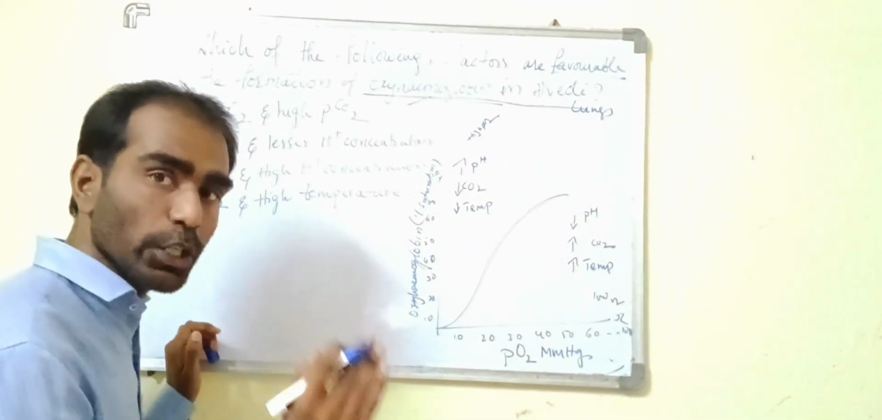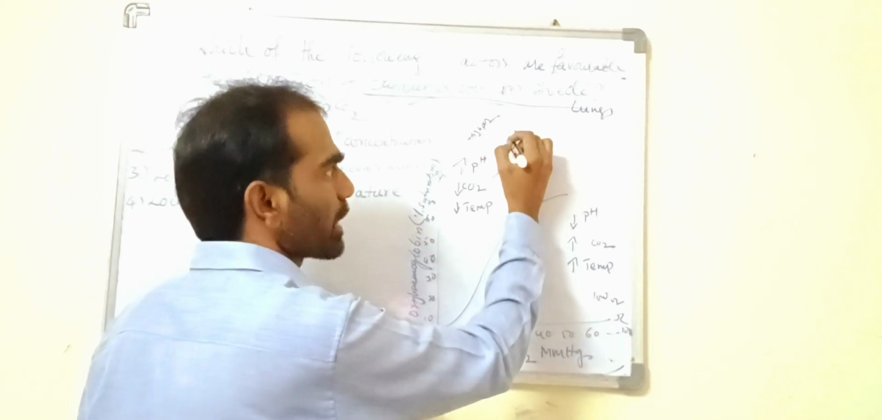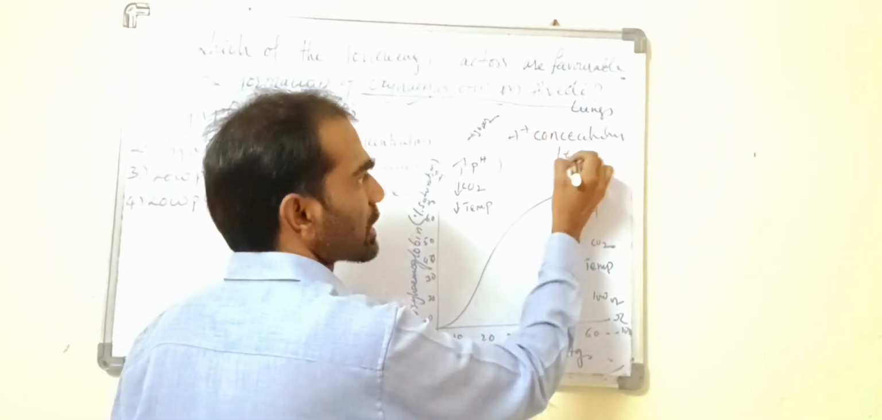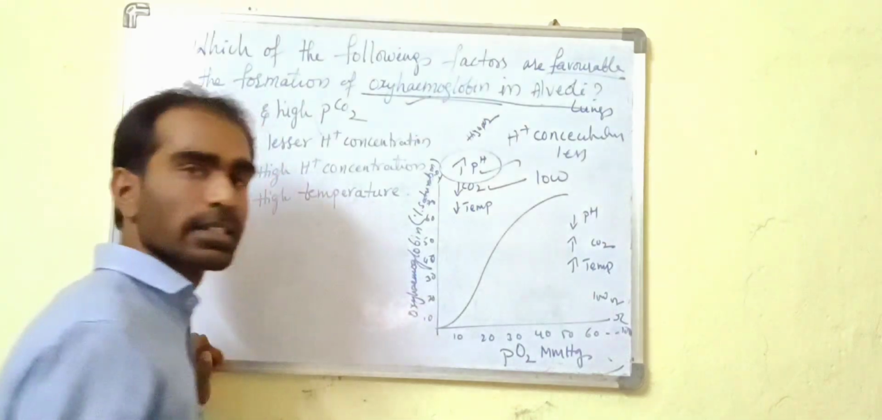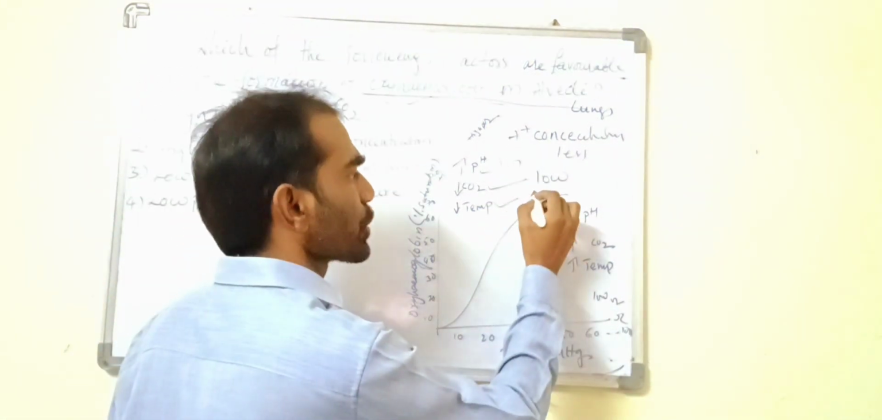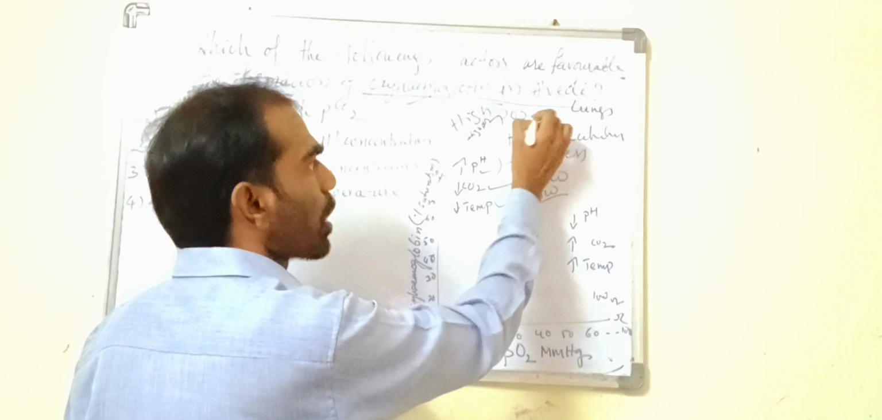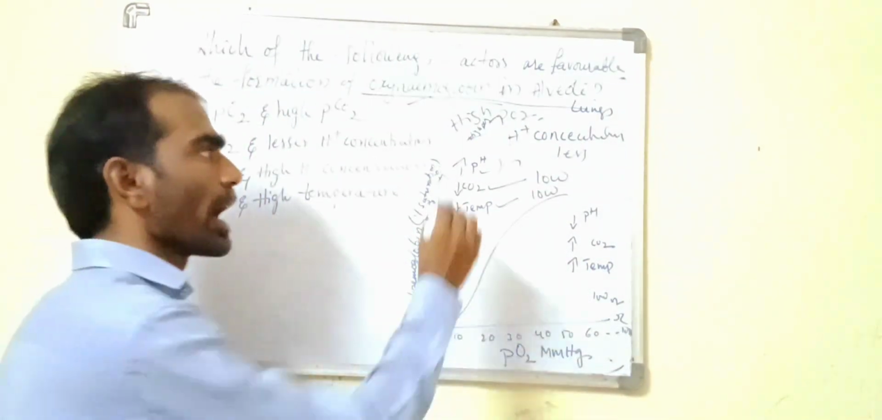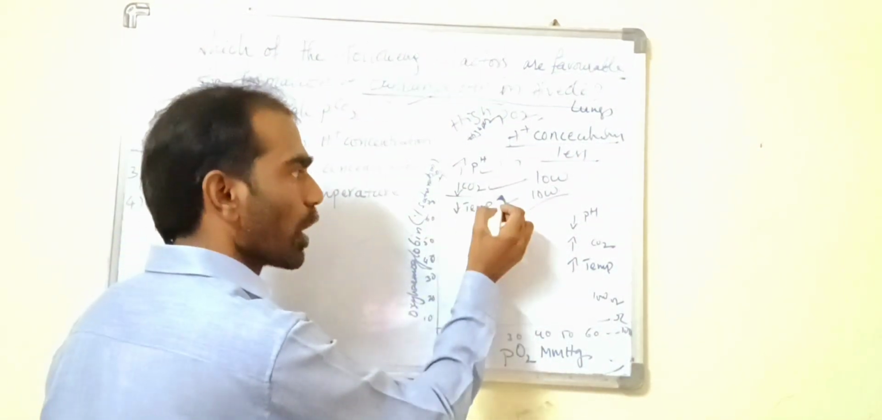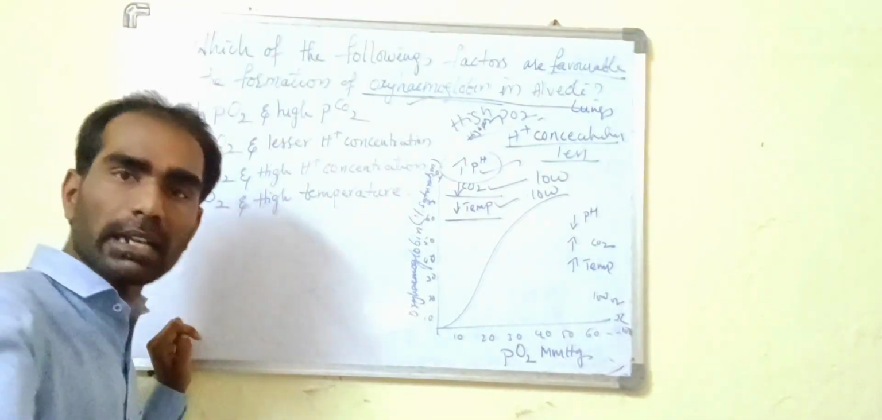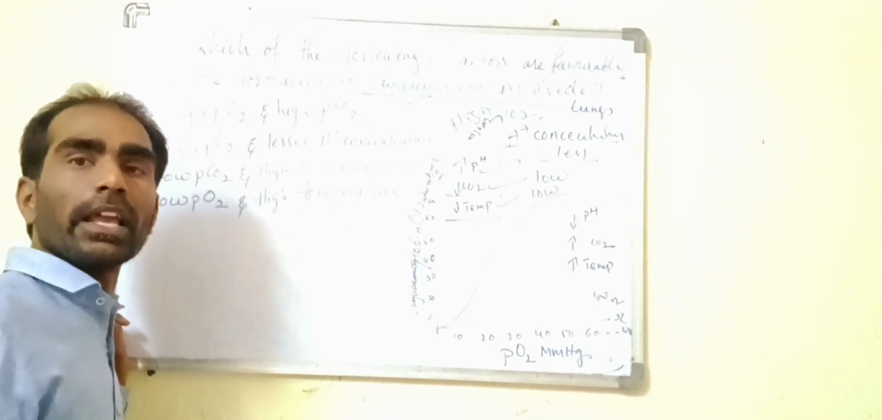Now you see, to bind with the hemoglobin, what is required? pH is high. That means H plus concentration should be less. And second, carbon dioxide, the partial pressure of carbon dioxide, should be low, as well as temperature should be low. High partial pressure of oxygen, lower concentration of H plus ions, that is, the pH level is high, and lower carbon dioxide and lower temperature is a favorable condition to bind the oxygen with the hemoglobin.